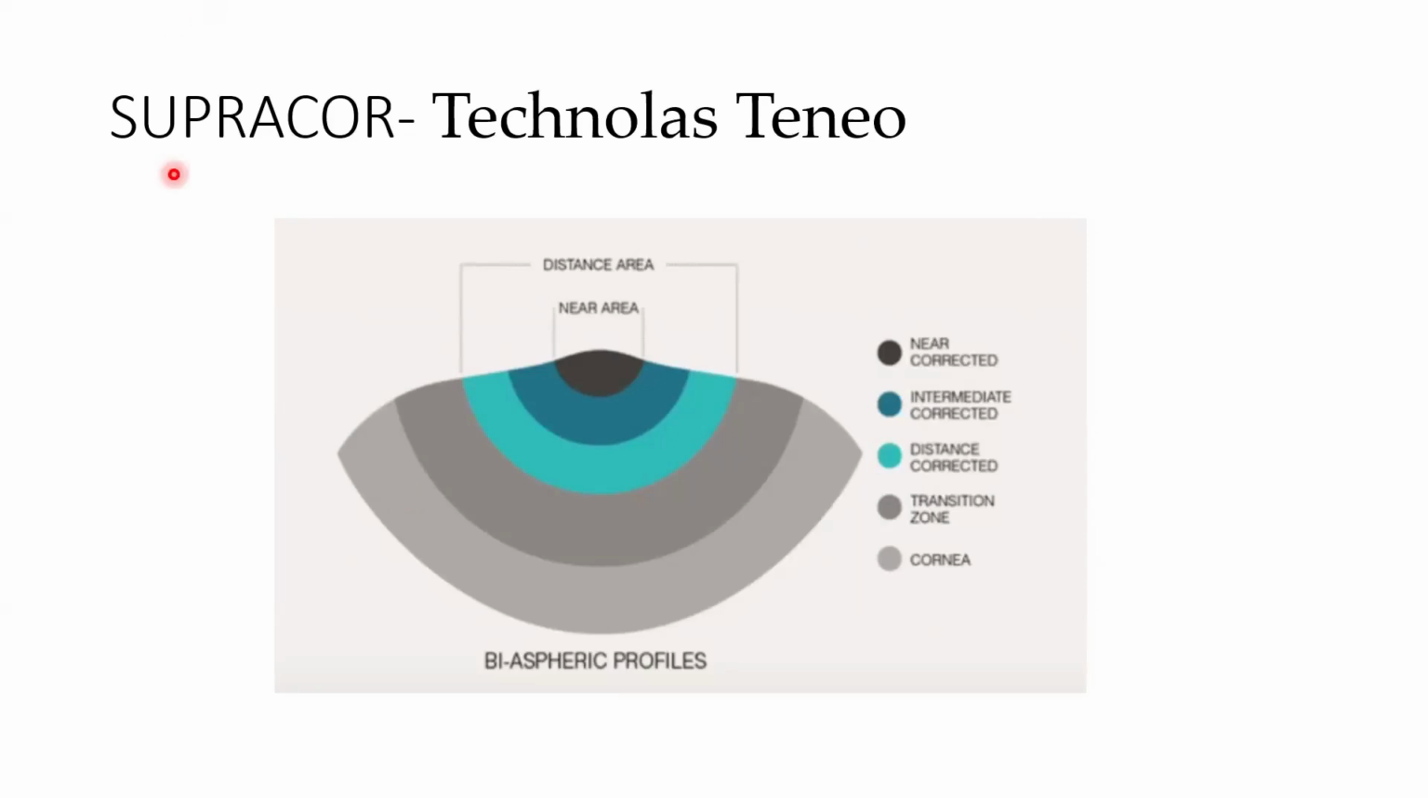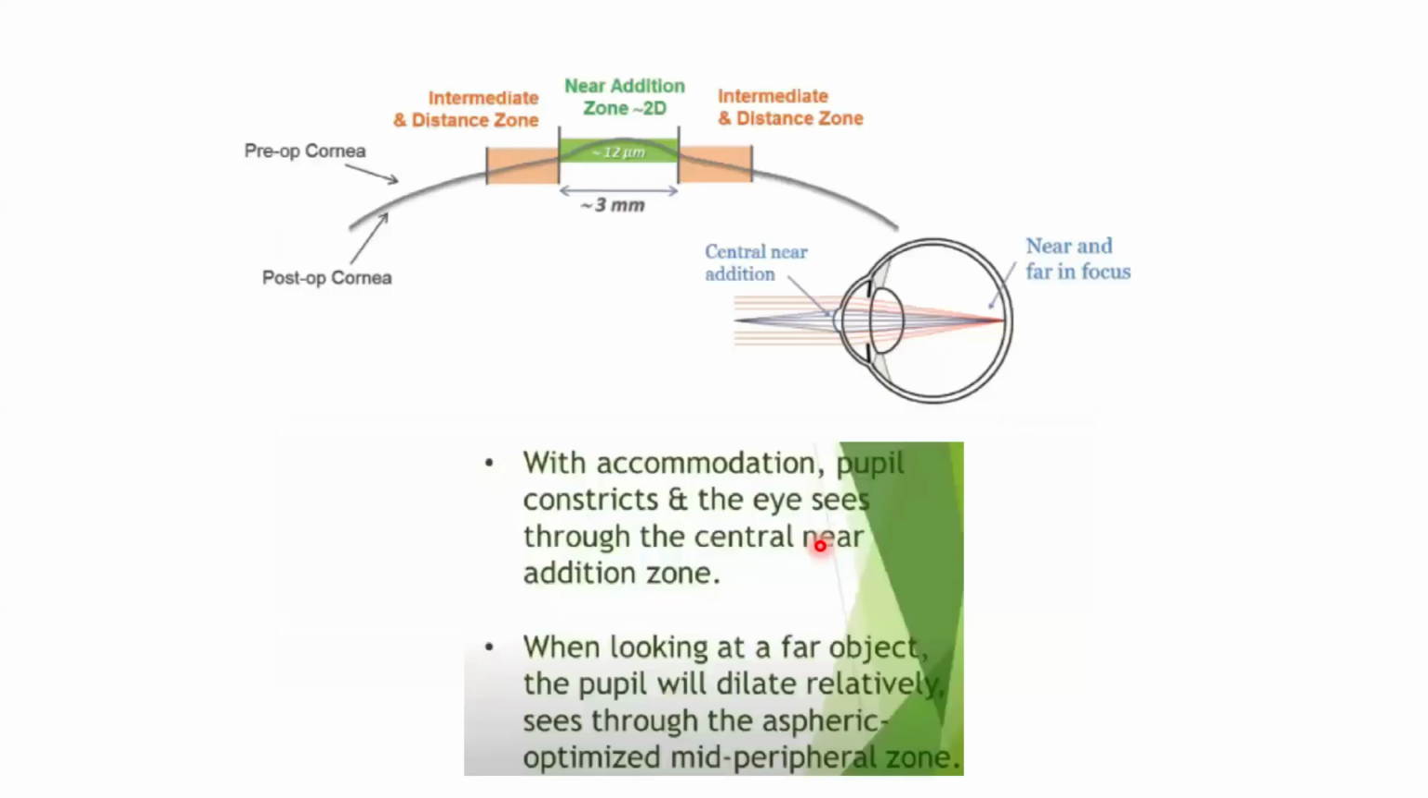Coming to Supracore, it is performed by the Technolas Teneo platform. Similar concept, both the corneas become multifocal by themselves. The central area is near, the paracentral is intermediate, the far area is distance, then the transition zone, then untreated cornea. It is a biaspheric profile. In this, they create a central 3 mm, 12 micron elevation, which is the near addition, almost two diopters.